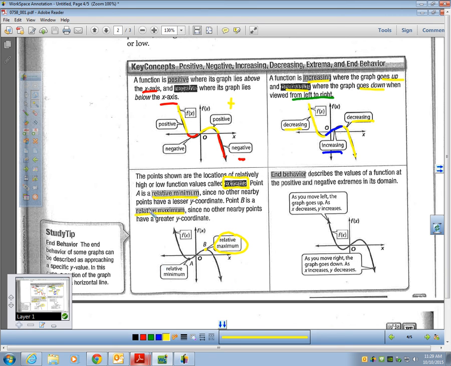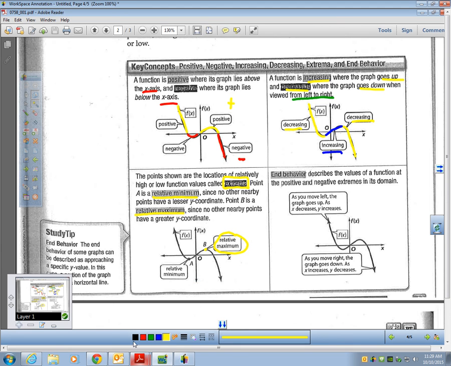Again, there's no work to this. Like on a quiz or test, what I would probably do is just draw a picture like this, and I'd say, okay, show me where the graph is positive, show me where it's negative, show me where it's increasing, show me where it's decreasing. Label the relative maximum and the relative minimums.